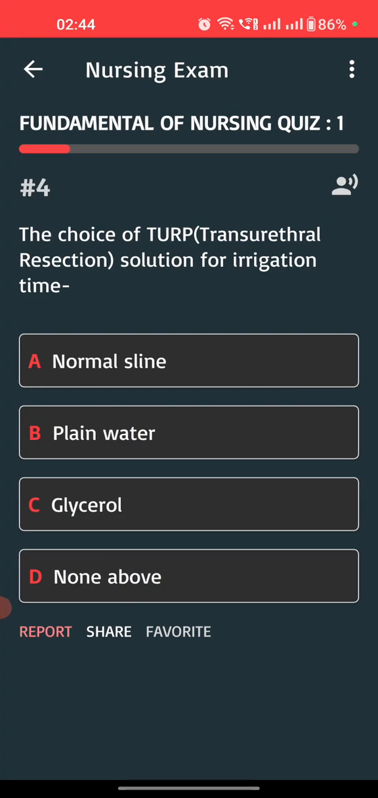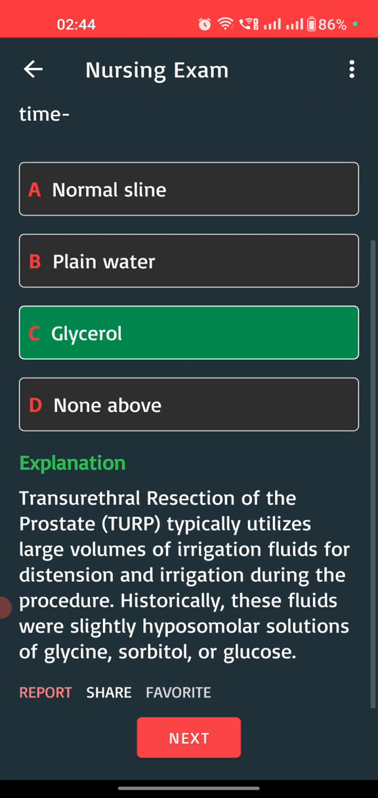The choice of solution for irrigation in TURP, transurethral resection: A. Normal saline, B. Plain water, C. Glycerol. Correct answer. Transurethral resection of the prostate, TURP, typically utilizes large volumes of irrigation fluids for distension and irrigation during the procedure. Historically, these fluids were slightly hypoosmolar solutions of glycine, sorbitol, or glucose.